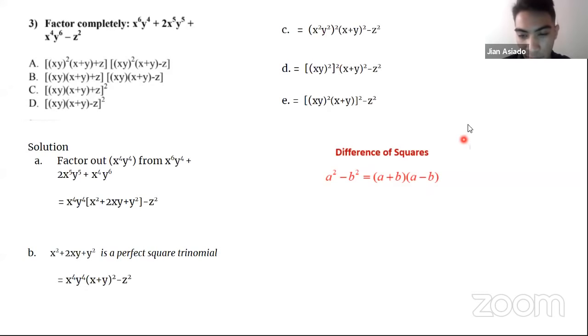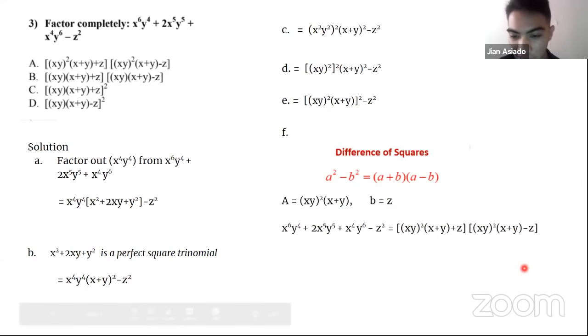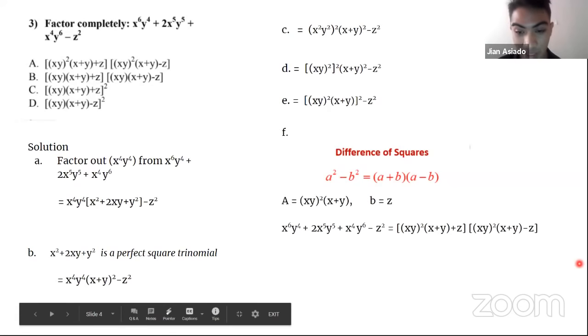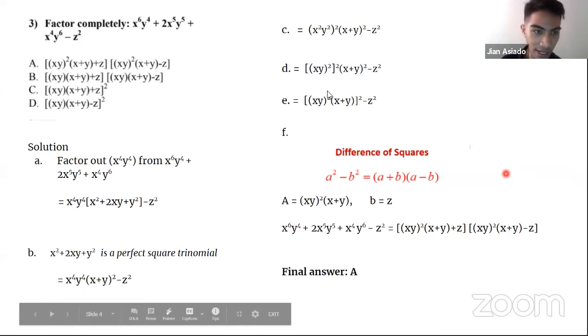So, ayan, for example, ito na naman another parang pattern in algebra, no? So, maganda sana kung i-familiarize natin yung mga sarili natin dito. Ayan. And that leads us to letter A, no?